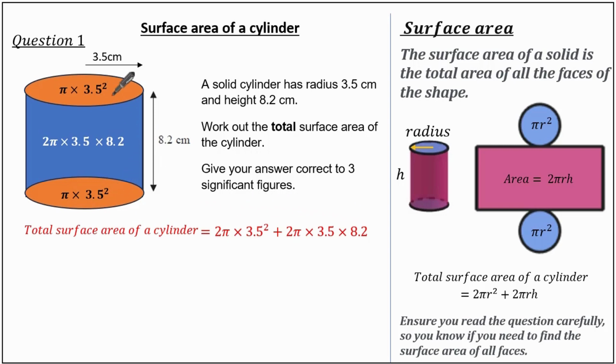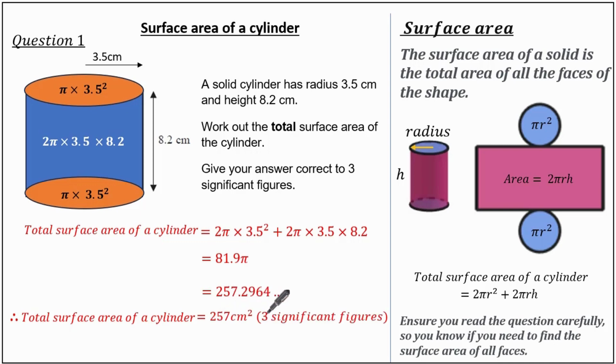Here we have our 2 pi r squared given as 2 pi times 3.5 squared, add, and here we have the curved surface area of our cylinder. This simply gives us our 81.9 pi. But remember, the question wants us to give our answer to three significant figures. So converting this to a decimal gives us 257.2964, and so on. Rounding to three significant figures, we have the total surface area of our cylinder to be 257 centimeters squared.